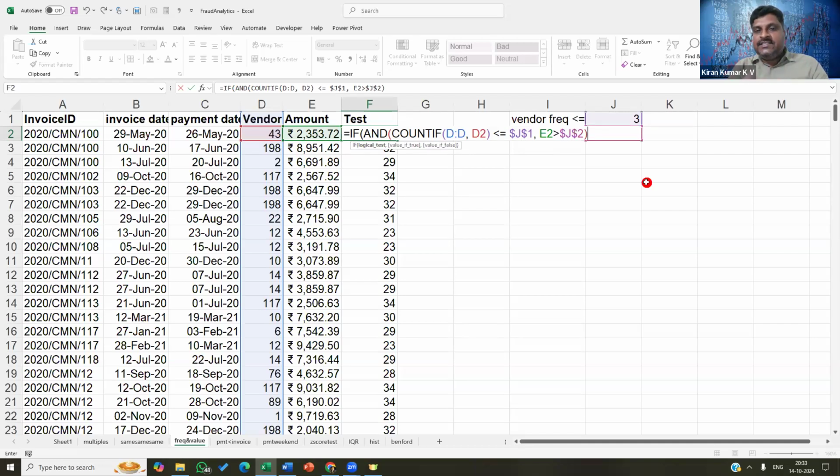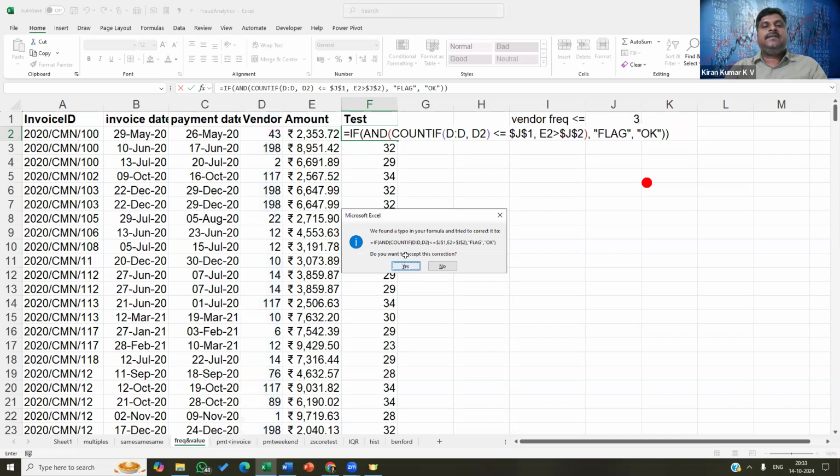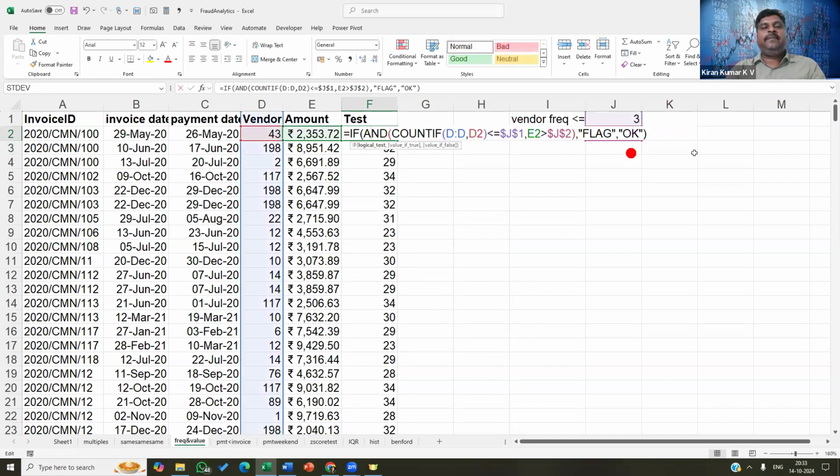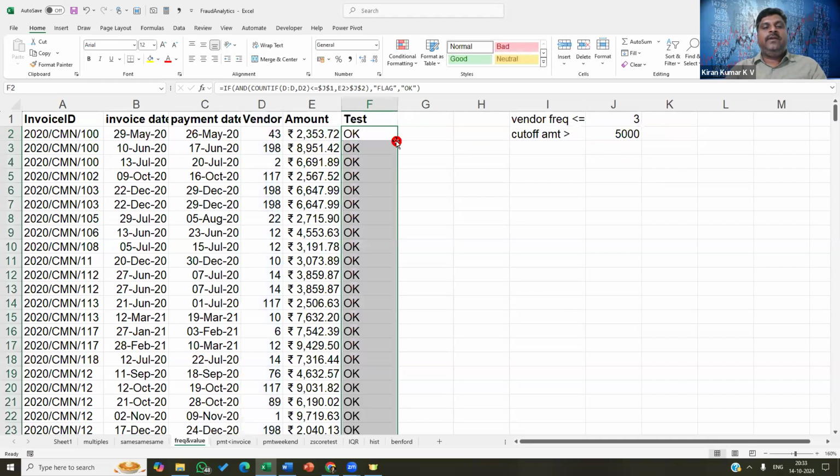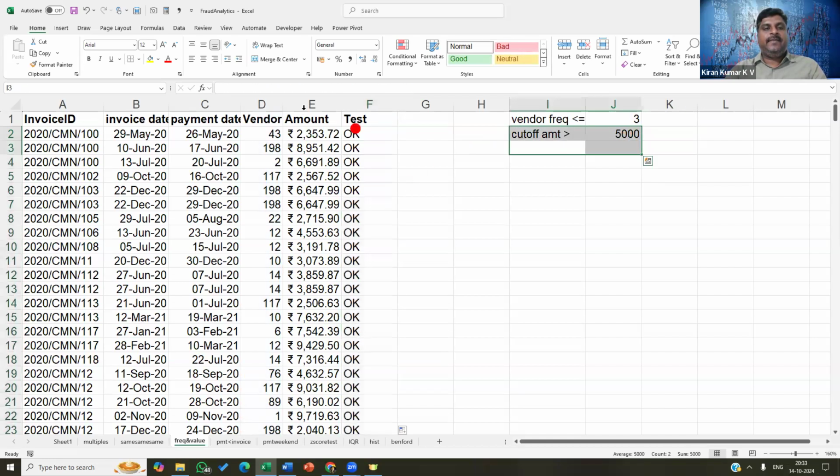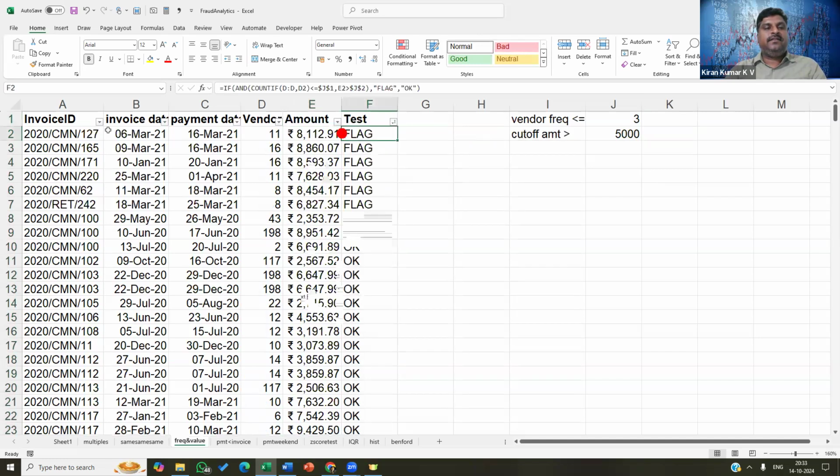So when both conditions are matching, you flag that for test. Otherwise, you can say okay. That's it. Accept it. Done. Let me check one more time. All done, right? Now let's check. I just copy pasted this. Now let me filter this to see the flagged transactions.